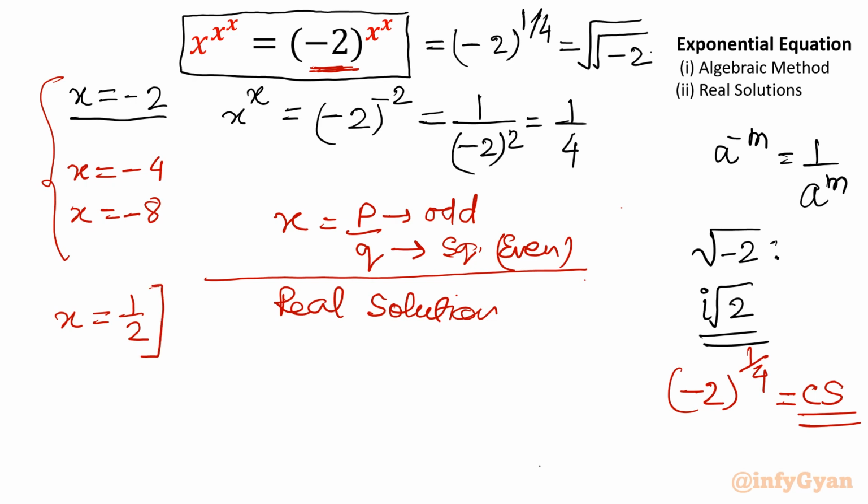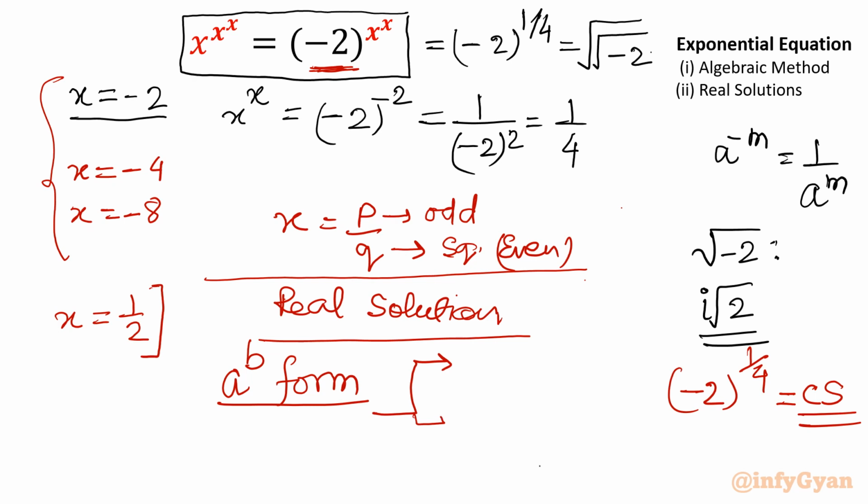Now let's talk about real solutions. How will we solve this question? The point is, if you randomly put in 0, 1, 2 or values like that, see, the x^x function is not defined at x = 0 if you find the limit. So there should be some mathematical approach. I am taking the a raised to the power b form. First see the three cases of this form. Then we will divide by one side, and then it will form the a raised to the power b form.